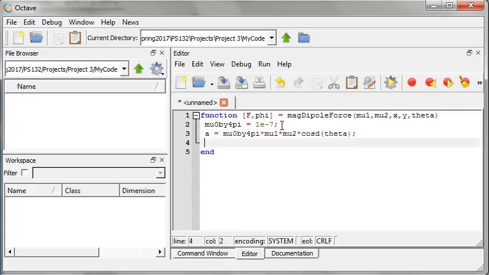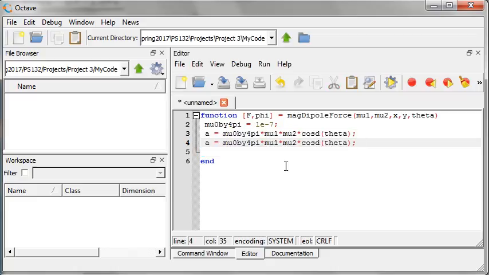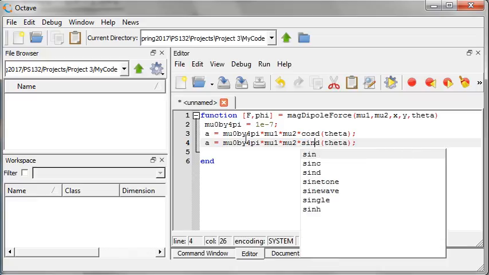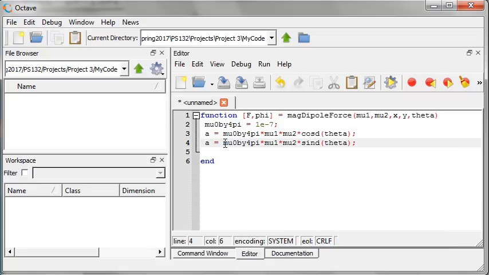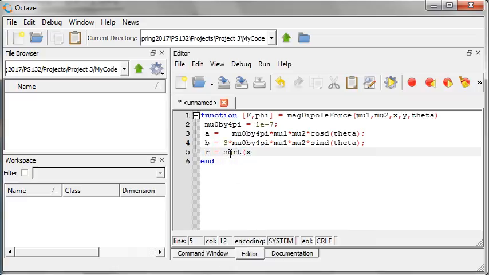And then B is pretty much the same thing, except that's a sine. And there's a 3 in there. 3 times, and we call it B. I think I might move that over so one can see how similar they are. Alright. R, the square root of x squared plus y squared.